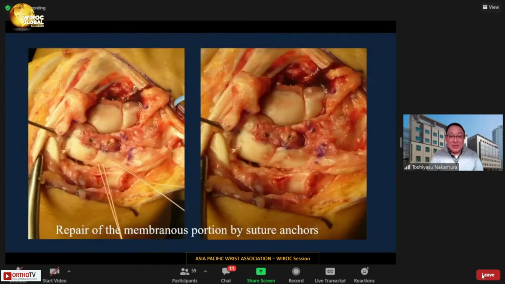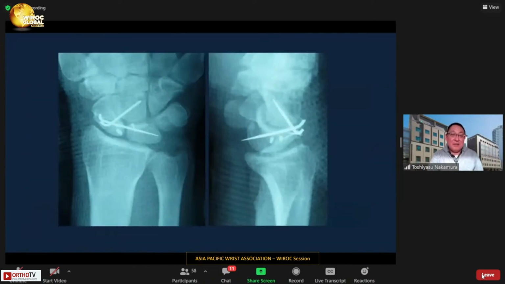Then finally, we repair using suture anchors. This X-ray shows two pins, one pin in the SL and one pin in the scaphocapitate. But now I put two pins in the scaphocapitate and two pins in the SL.